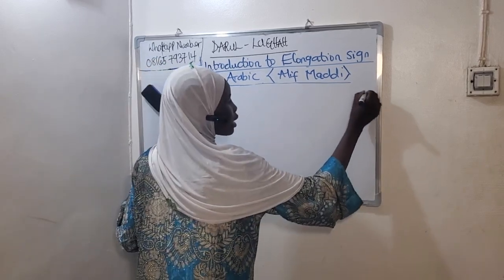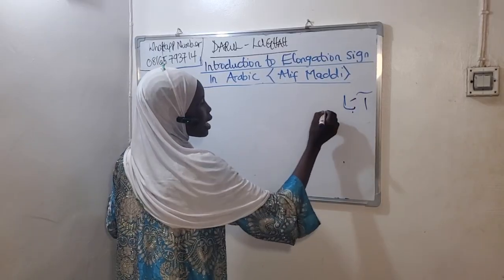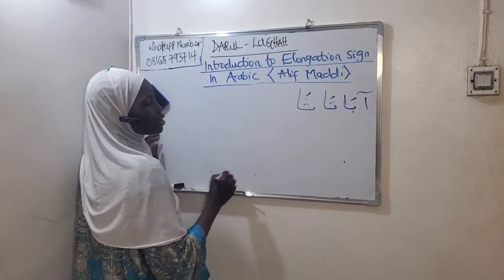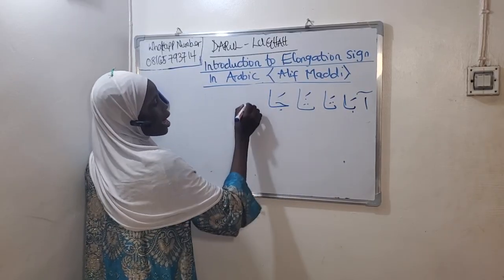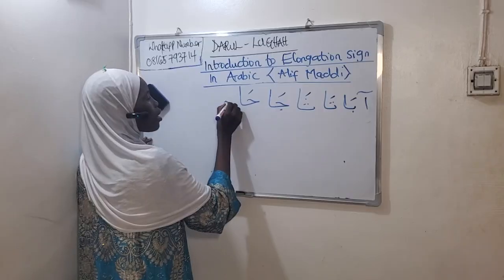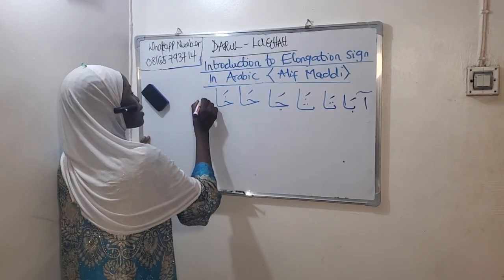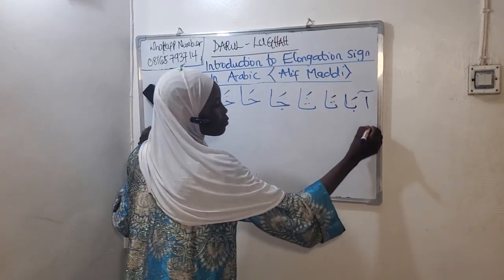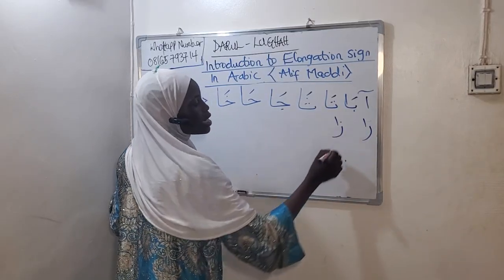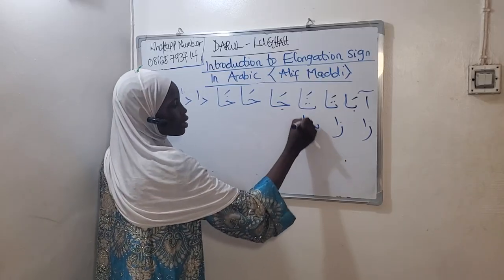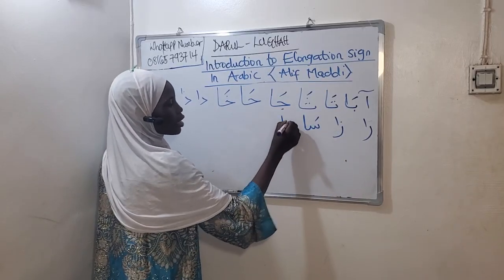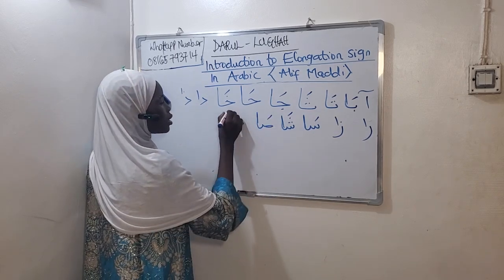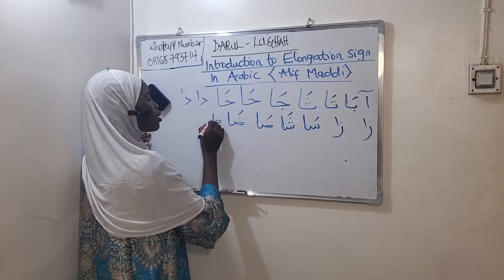We have Alif Fatia Alif Modi, ba Fatia Alif Modi, ba, ta Fatia Alif Modi, ta, tha Fatia Alif Modi, tha, jim Fatia Alif Modi, ja, ha Fatia Alif Modi, ha, kho Fatia Alif Modi, kho, dal Fatia Alif Modi, da, zal Fatia Alif Modi, za, ro Fatia Alif Modi, ro, zai Fatia Alif Modi, za, sin Fatia Alif Modi, sa, shin Fatia Alif Modi, sha, sod Fatia Alif Modi, so, dod Fatia Alif Modi, do.